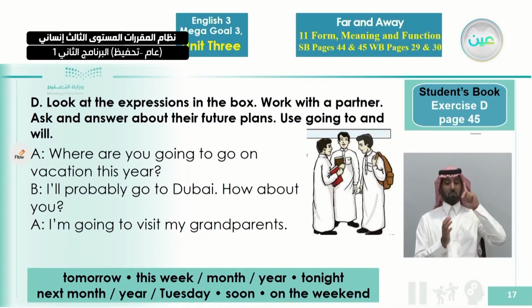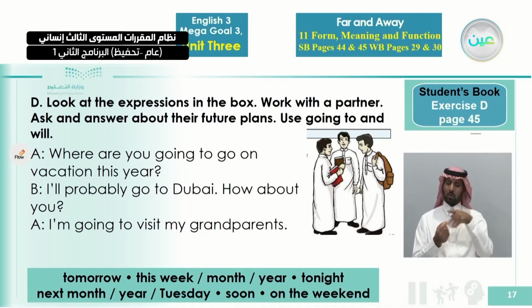Look at the expressions in the box, work with a partner, ask and answer about their future plans. Use going to and will. Here also we will use will and going to. You need to practice this kind of question. We will answer the first 1 or 2 sentences, and we will leave the rest for you to do as a practice. Where are you going to go on vacation this year? He's asking you about your plan. I will probably go to Dubai. How about you? I am going to visit my grandparents.